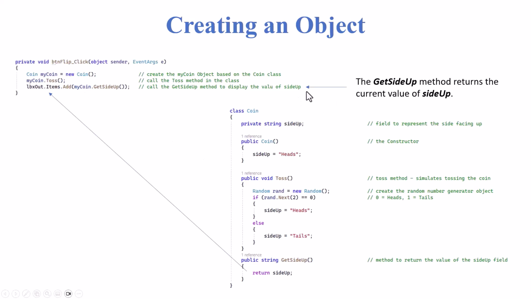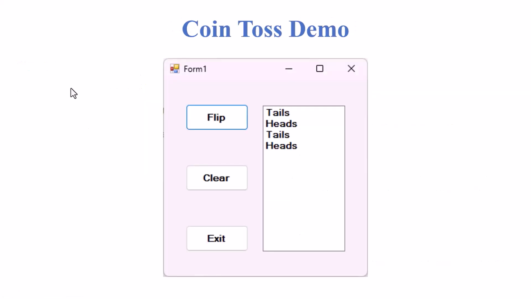So next, we do the get side up, which returns side up. It goes and gets what's in here and returns it to our list box. And we actually see it in place there. Let's take a look at this and see it in action.